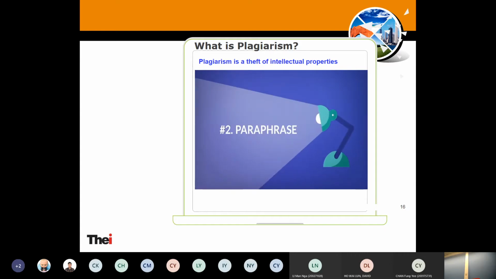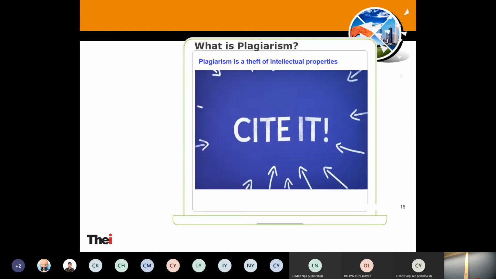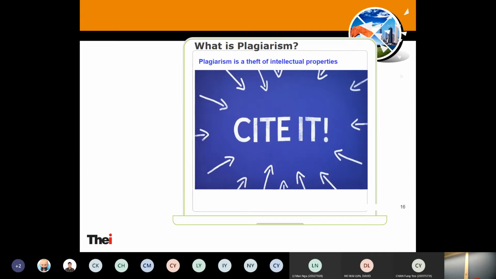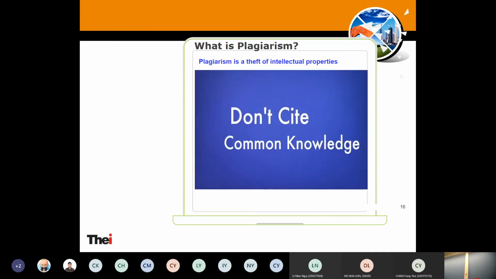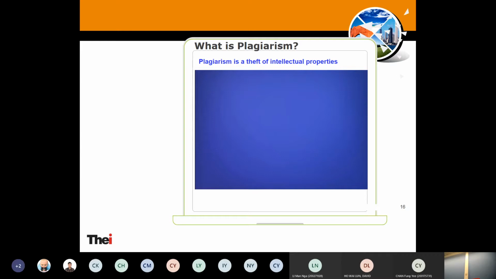Number 2, paraphrase. When you're using information from a source, it's a good idea to put it into your own words. However, you still need to cite the source even though you're paraphrasing. Information that is common knowledge, for example, the sky is blue, does not need to be cited.